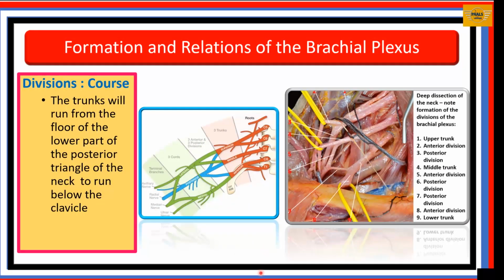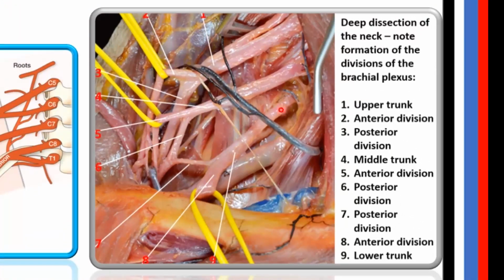We'll look at how the trunks will give rise to the divisions. The trunks will run from the floor of the lower part of the posterior triangle of the neck and will run deep to the clavicle. Now in this live dissection, here is the clavicle. Already we can pick out the trunks here. This is the inferior trunk, here is the middle trunk, and that's the superior trunk.